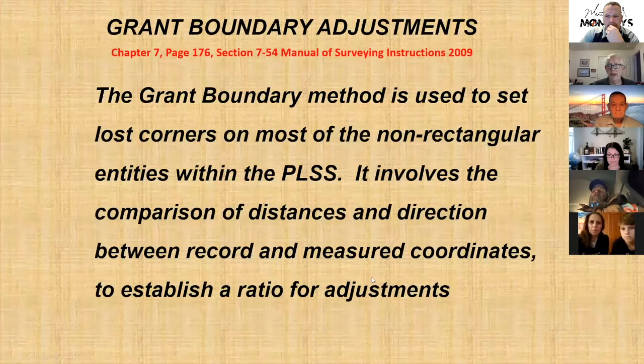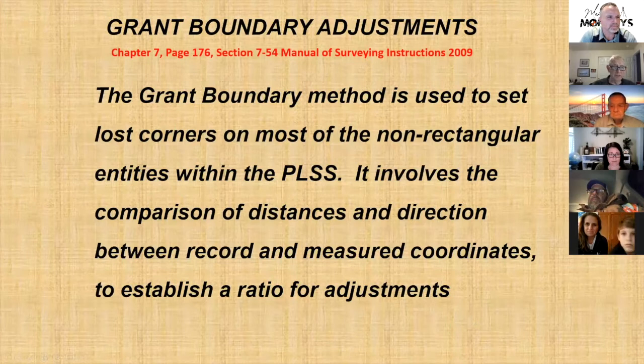First of all, you can find the section for grant boundary adjustments in Chapter 7 on page 167, section 7-54 of the Manual of Survey Instructions 2009. The grant boundary method is used to set lost corners on most of the non-rectangular entities in the public land survey system. It involves a comparison of distances and directions with record and measured coordinates to establish a ratio of adjustments and a rotation, as we'll see.